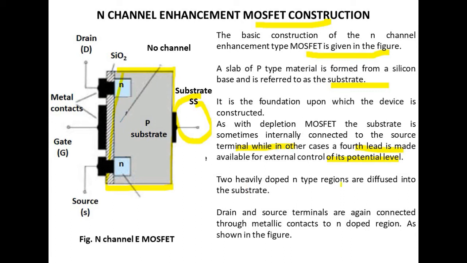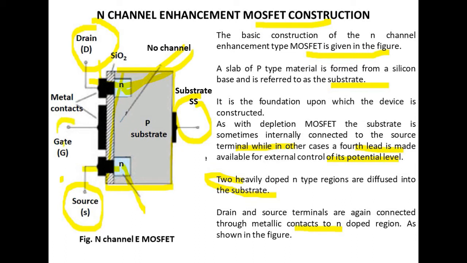Two heavily doped N-type regions are diffused into the P-type substrate. Drain and source terminals are again connected through metallic contacts to N-doped regions, as shown in the figure. This drain terminal is connected to the n-doped region through this metallic contact, and the source is also directly connected to the n-doped region through a metallic contact.